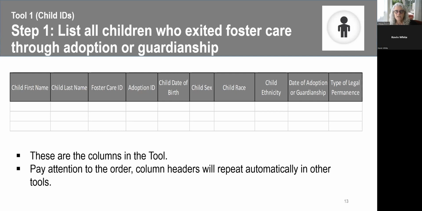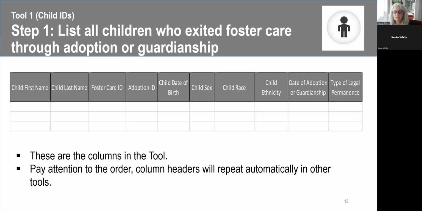This slide reviews steps involved with using Tool 1, the Child ID tool. The title of this slide is Step 1, list all the children who exited foster care through adoption or guardianship. First, open the tracking spreadsheet. The opening tab includes basic instructions. The second tab is Tool 1. An image of the columns from Tool 1 is on this slide.